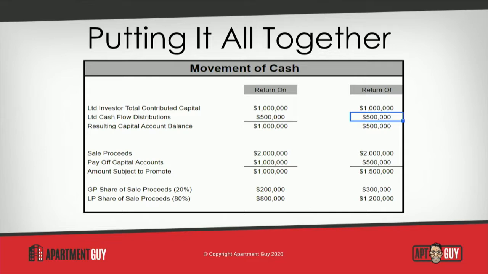All right, so the next step in putting it all together is the movement of the cash throughout the life cycle of this project. We've broken it down into a return on and a return of column, basically. So the first thing you're going to look at is the total invested capital.